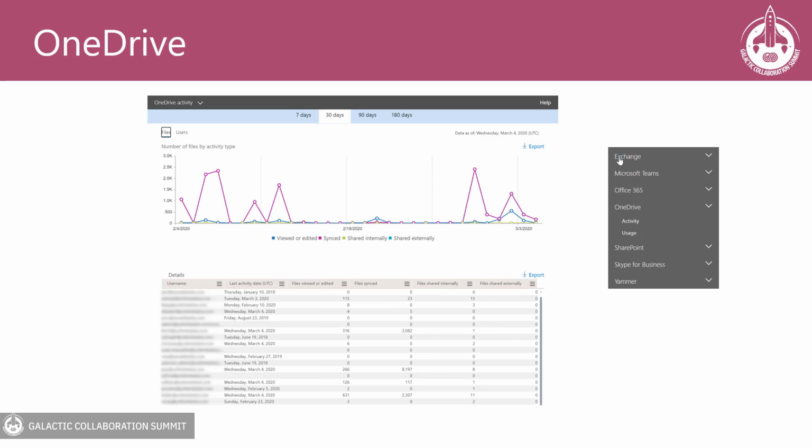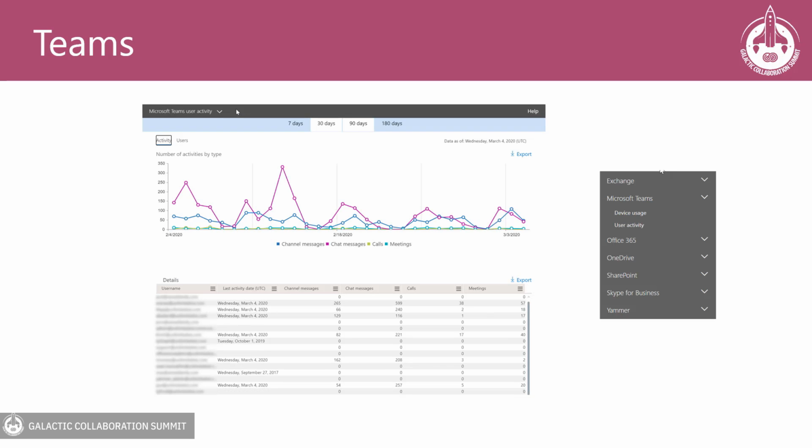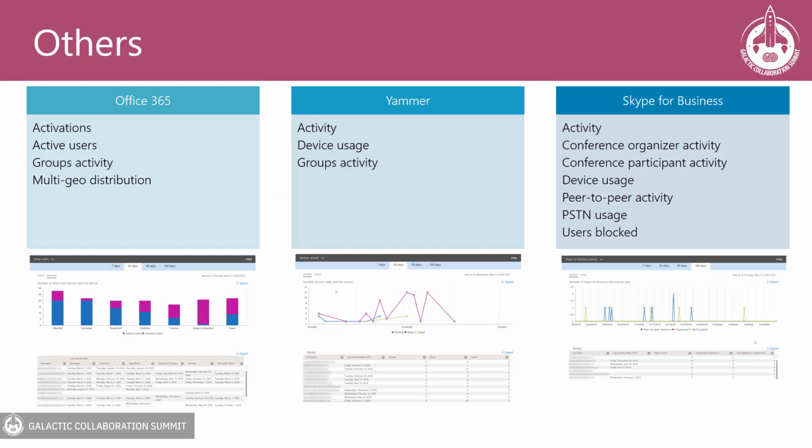OneDrive, very, very similar, exactly the same dimensions, only it's per users. And Teams, which gives you the number of channel messages, the number of chat messages, the number of calls, and the number of meetings. This does not break down by team, let alone channel. It does break down by user, again, in the table at the bottom, with the selected time frame from above.